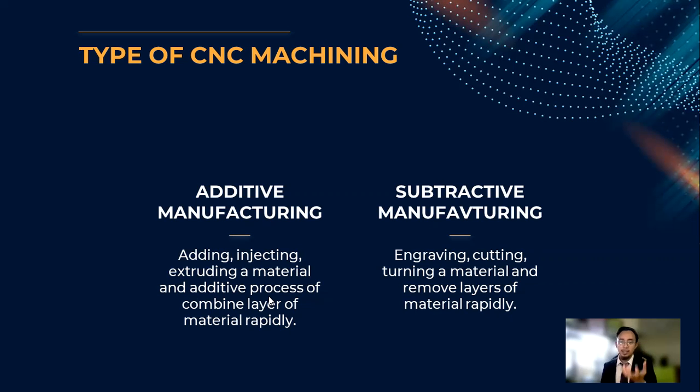As an example, this is a block, a wooden block or aluminum block. The process of subtractive manufacturing is that it will cut the surface of the block until we get a desired shape. This is an example of a shape. A cup. This is the example.